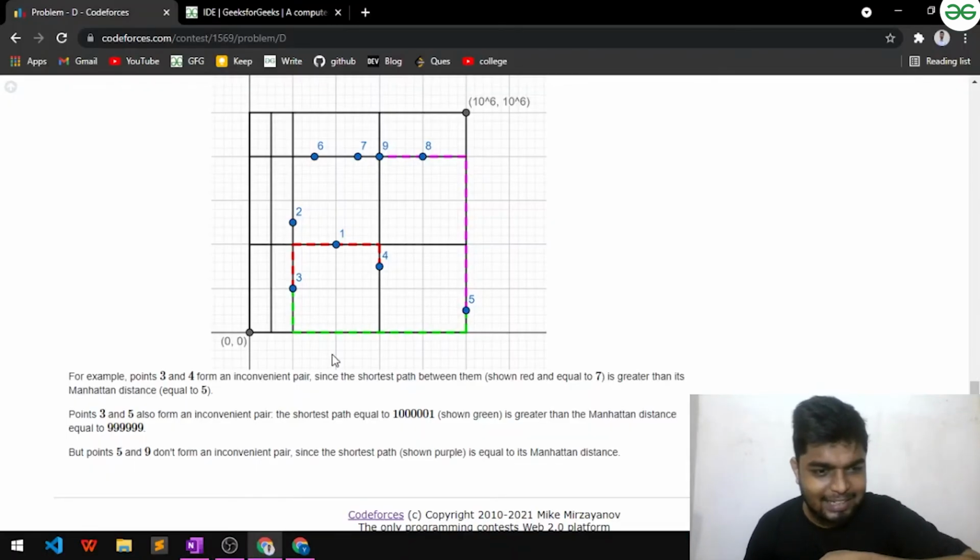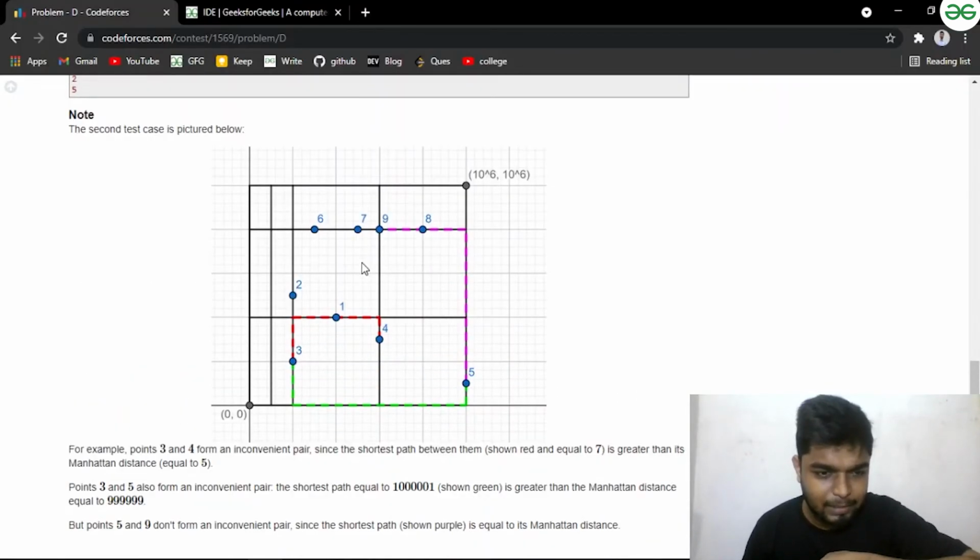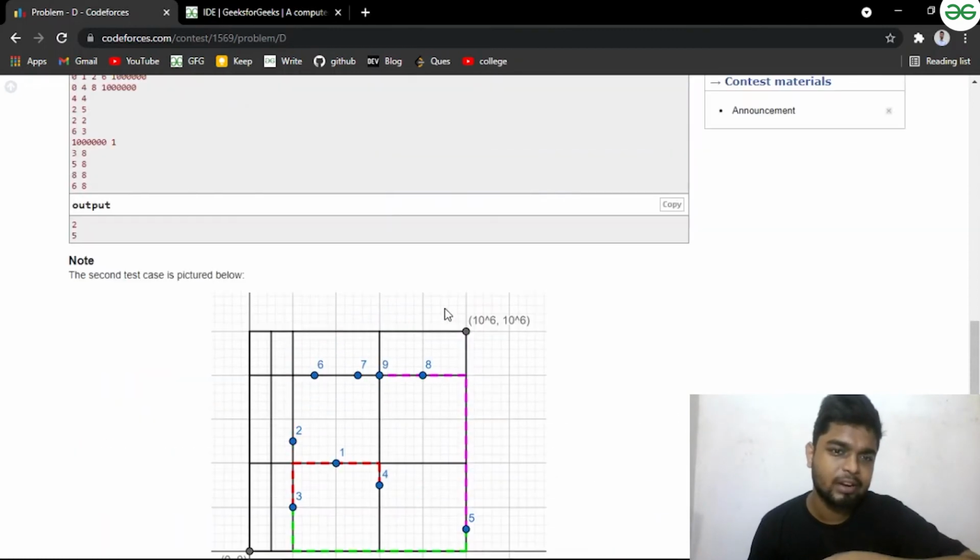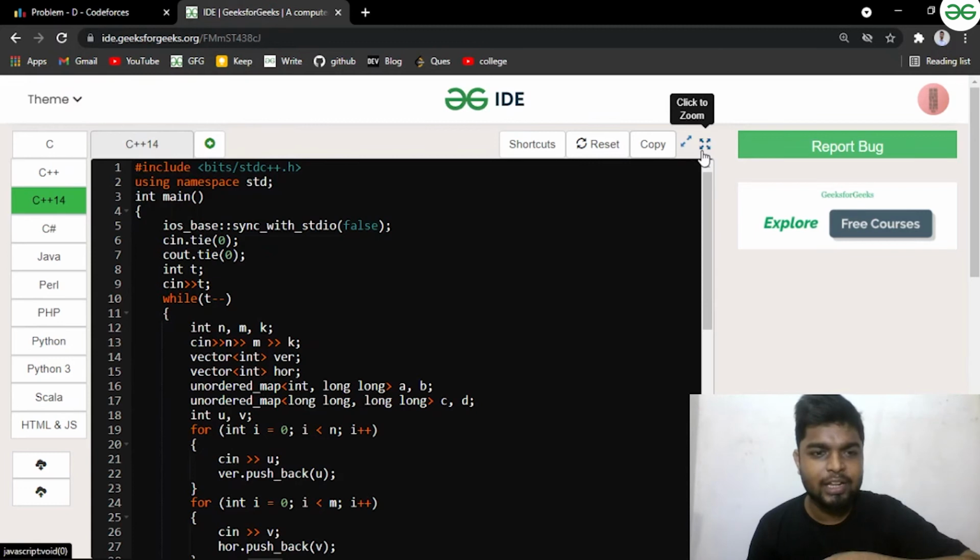And then again, let's see another pair that can be here. So the other pair is 3 comma 5. 3 comma 5 is another such pair, because again the shortest distance between them is greater than the Manhattan distance between them. Again, if you want, you can calculate them geometrically. So I'll move to the coding part.